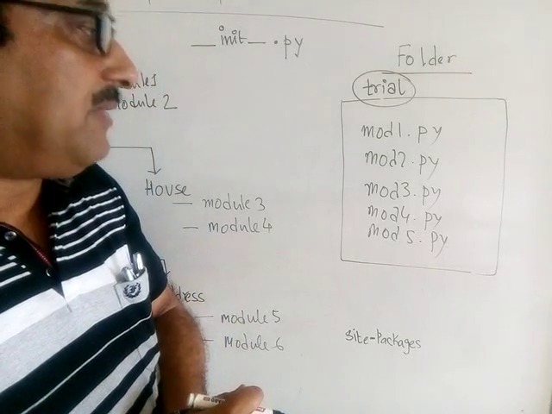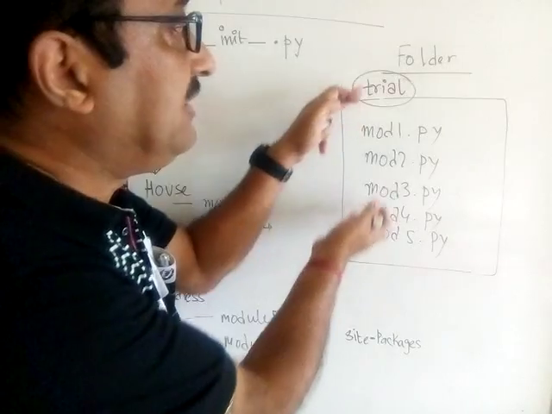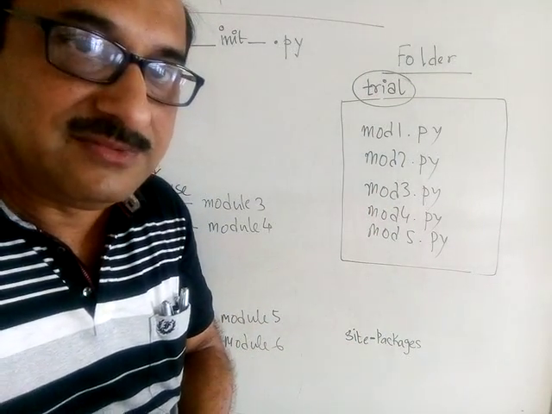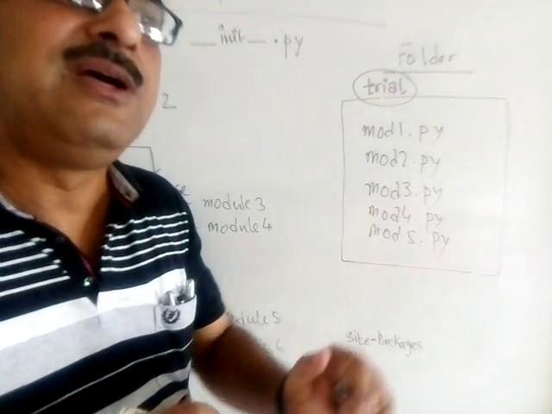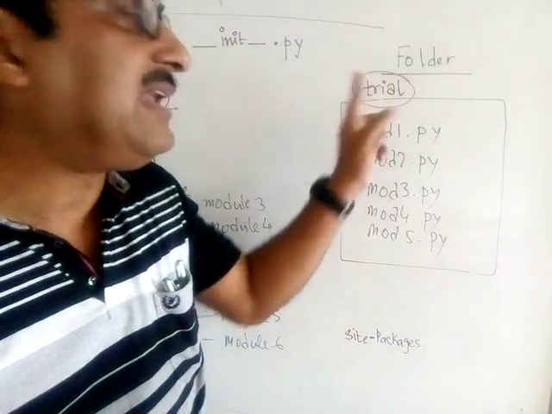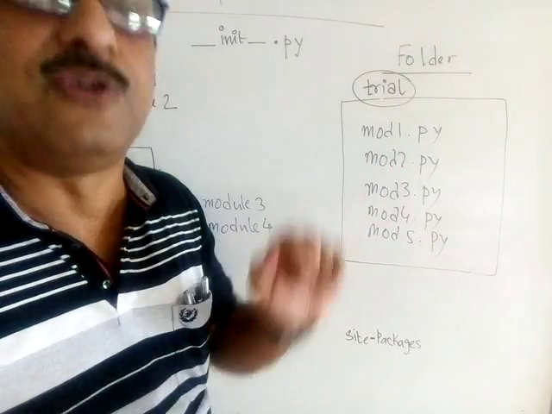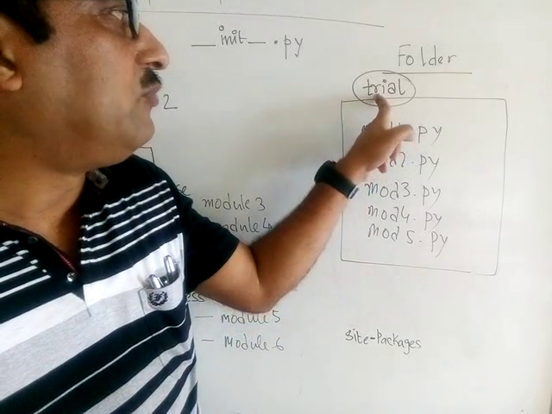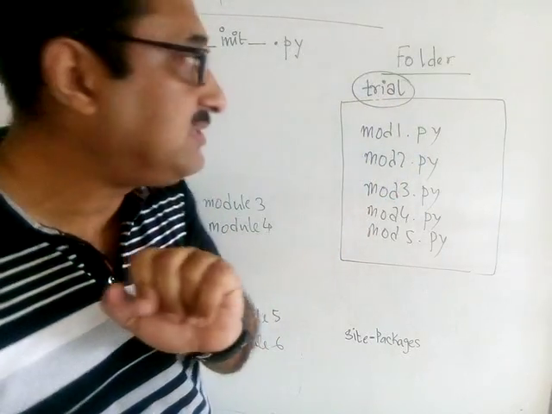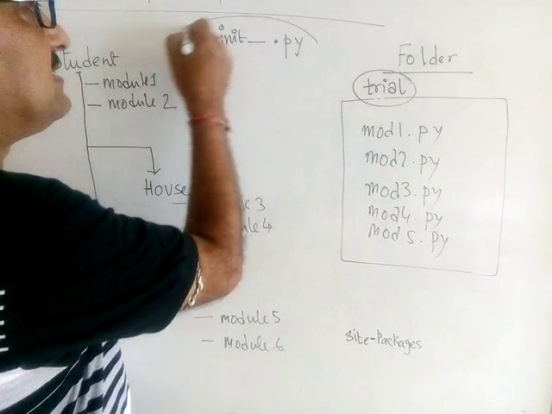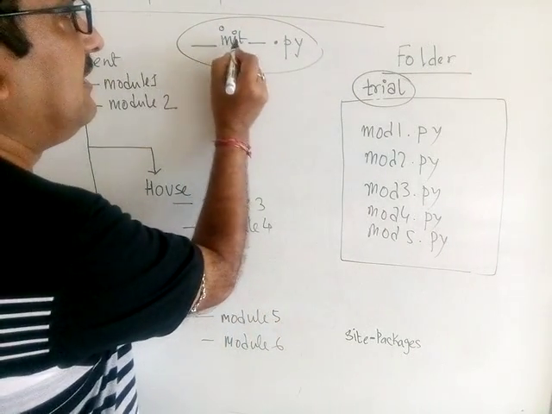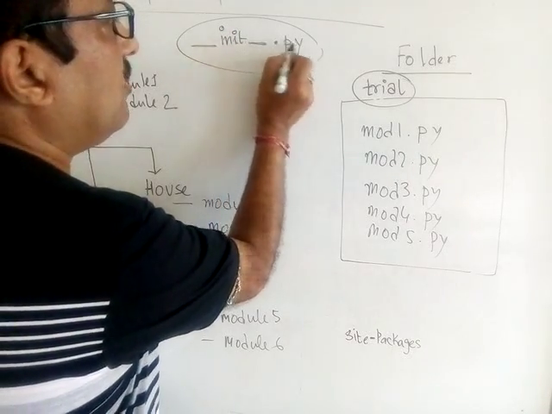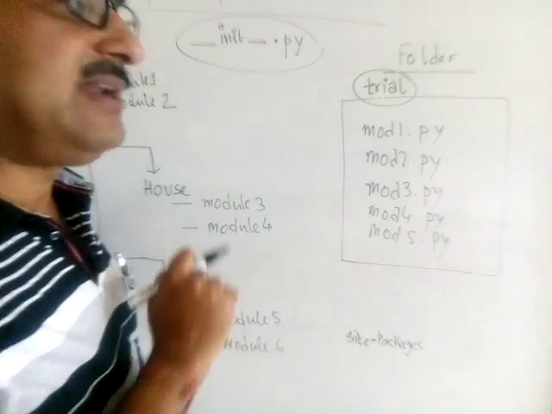But if I just copy them into a particular folder, that folder will not be recognized as a package. Then how to make it a package? How would a program come to know that trial is the name of a package and it's not just a folder? To do that, listen to this very, very carefully. We need to copy here another file. Which file? The name of the file is this. We write underscore underscore init underscore underscore .py. Now what should be there under this file?